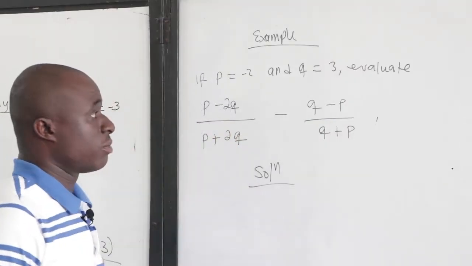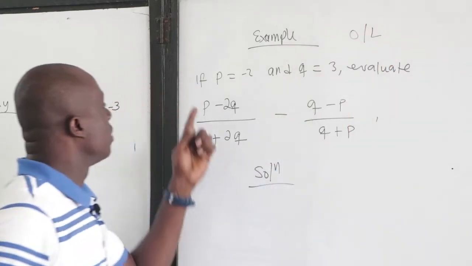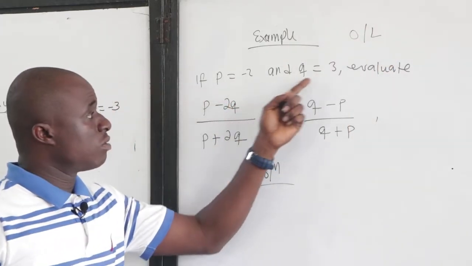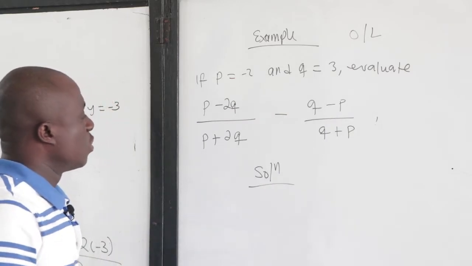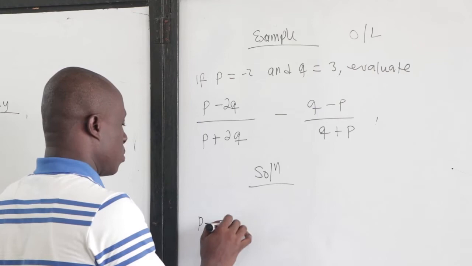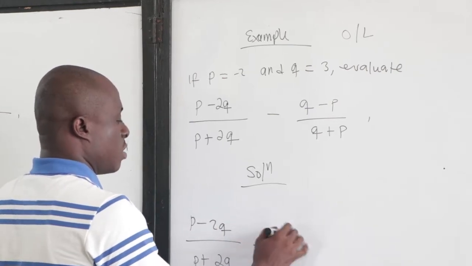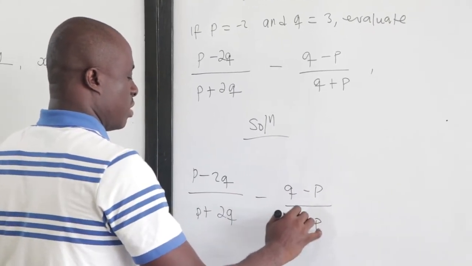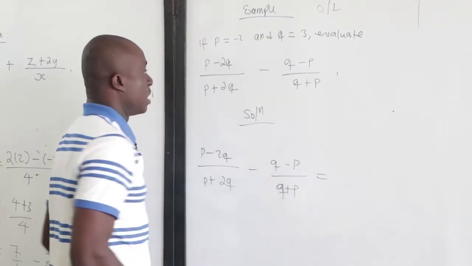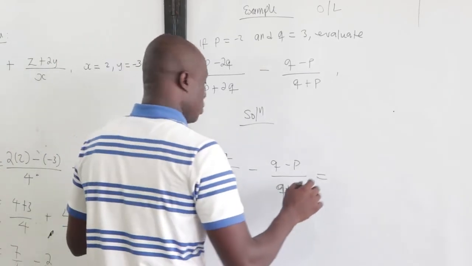Now let's see this example. This is an O-level past question. Now we are being given P to be equal to negative 2, Q is 3. We are being told to evaluate P minus 2Q over P plus Q, minus Q minus P all over Q plus P. Now, P is giving us negative 2 and Q is giving us 3. So you have to substitute.